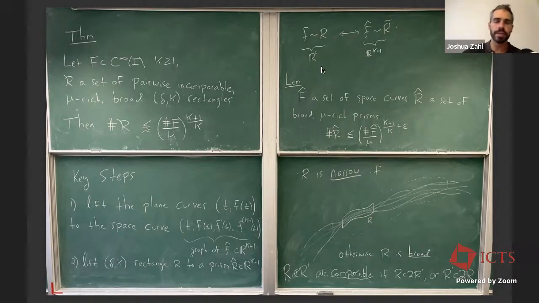Circling back to what I was saying a moment ago. So I have my collection of functions capital F, and I can take the lift of each one. So for each little f, I take little f hat and call that collection capital F hat. So these are now space curves, or the functions whose graphs are space curves. And I had this collection of rectangles, and I'm going to take their lifts. So I get a collection of tangency prisms. And the number of tangency rectangles in my original collection is equal to the number of tangency prisms in my new collection. And I just want the same bound as before.